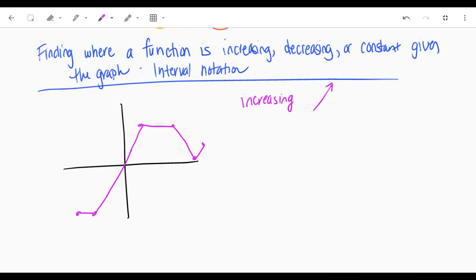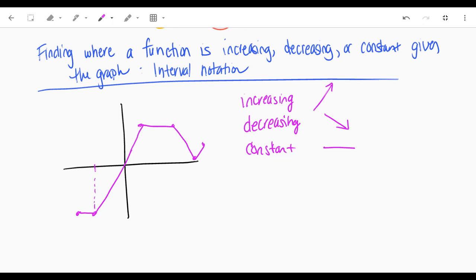Decreasing, it will be down. And constant, it will be flat. They use interval notation here. So we would be increasing on my graph.